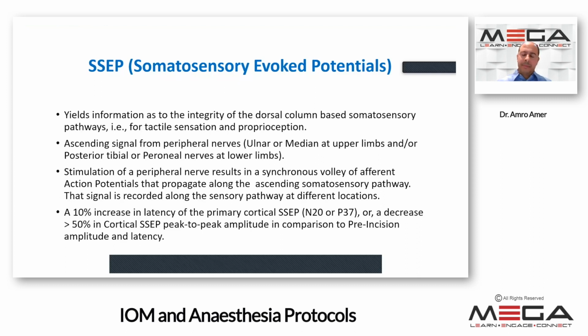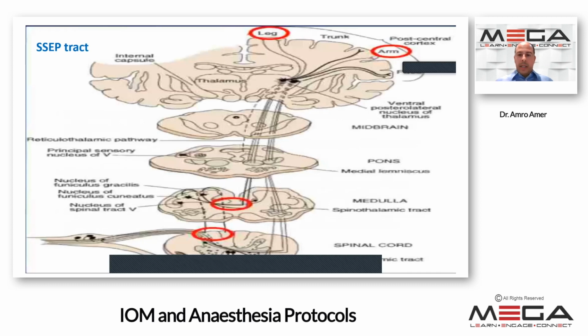dorsal column, medulla oblongata, the medulla, then all the way to the VPL, the nucleus in the thalamus, and then goes to the internal capsule, posterior limb, and then to the postcentral gyrus. We pick up this line before we start the excision. In neuromonitoring surgery, we have alarm criteria: a 10% increase in latency time, or a 50% decrease in amplitude. And that's the pathway.